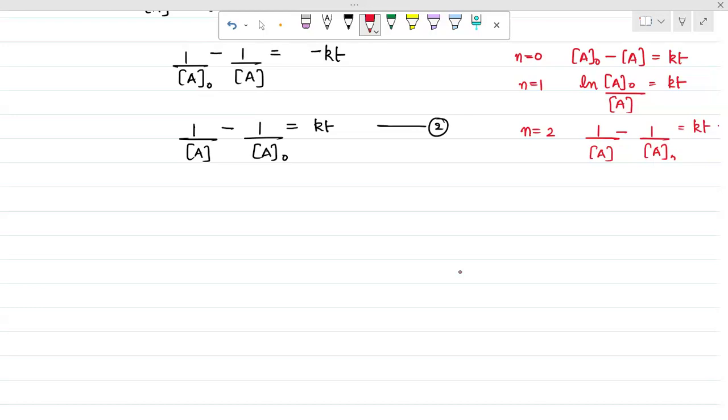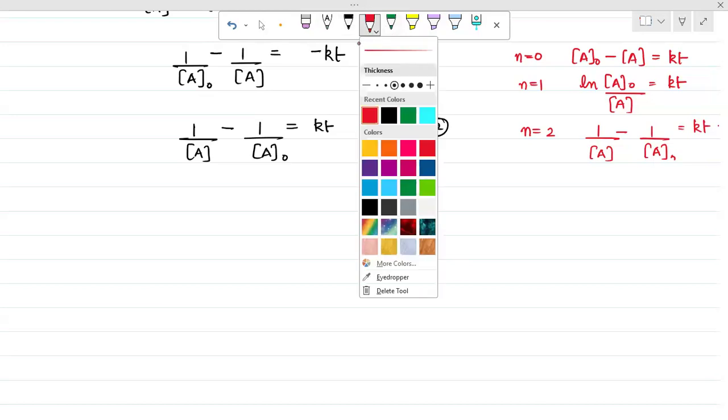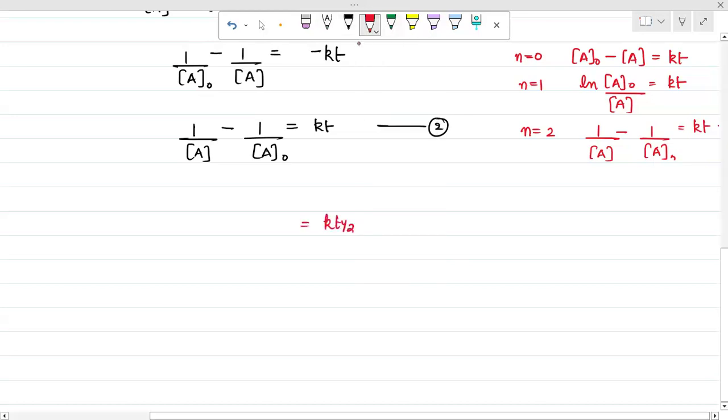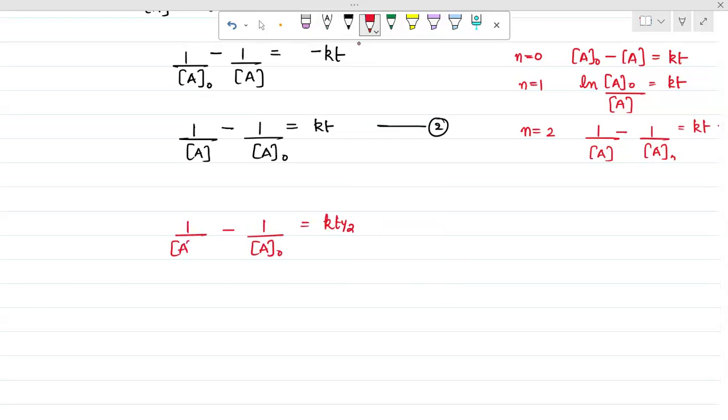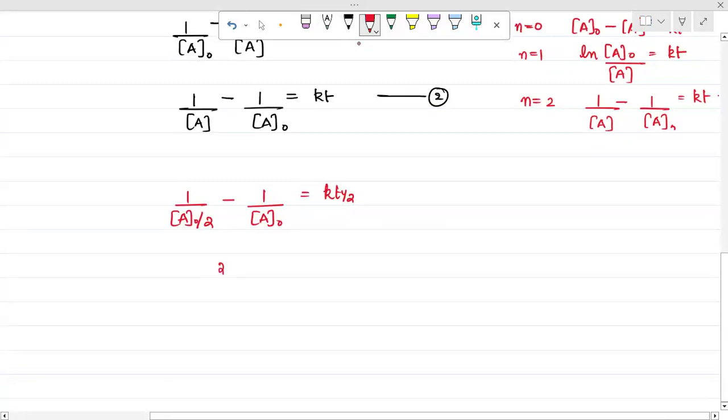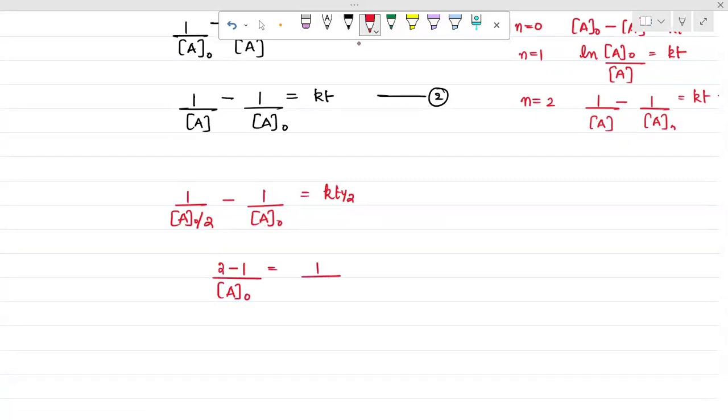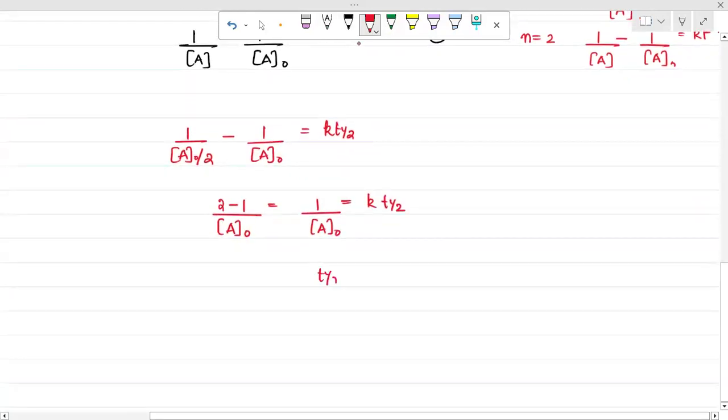Calculate or rearrange the equation for T half. What will happen at T half? At T half, K T half, the initial concentration won't change. The final concentration will become A0 by 2. So we have to take 2 to the numerator, which means 2 minus 1 by A naught, which is again equal to K T half, or T half is equal to 1 by K A naught.